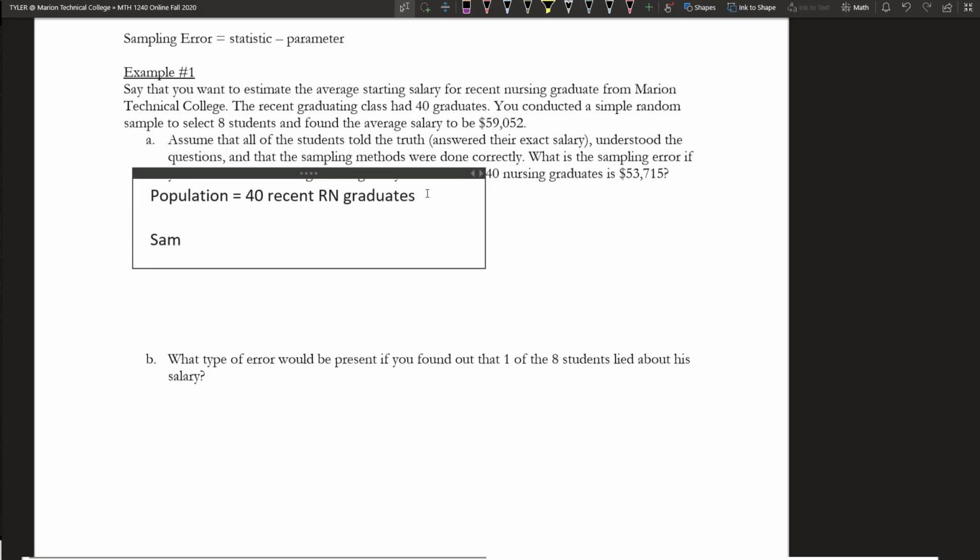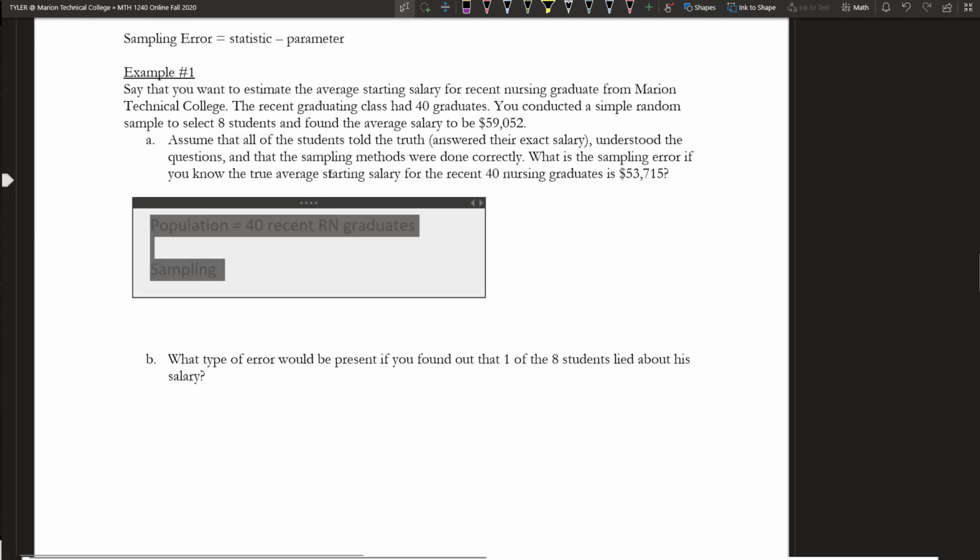So the sampling error. Let's read. I didn't read part A, but in part A, we're assuming that all the respondents told the truth. They answered with their exact salary. They understood the questions and the sampling methods were done correctly. So what's the sampling error?